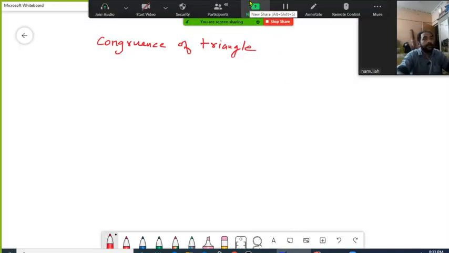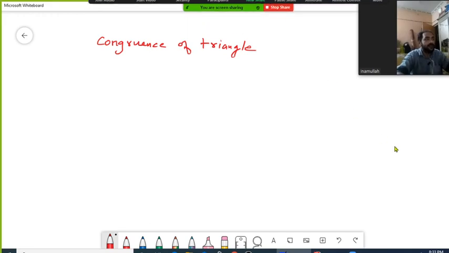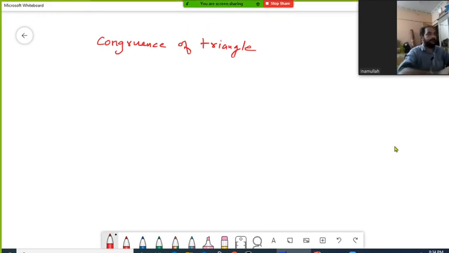Okay. As far as congruence of two triangles is concerned, first we need to understand what is meant by congruent, because usually we make mistakes between congruent and similar. Similar means two objects which look the same. Congruence means two objects which look the same as well as are the same in all the dimensions. All the dimensions means in terms of the measurement.